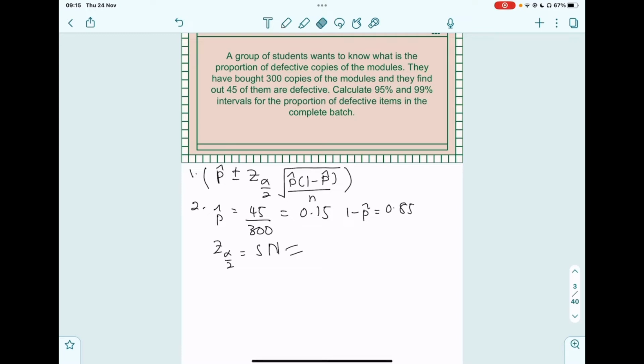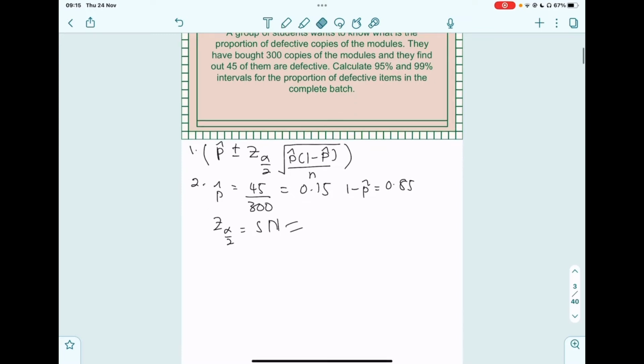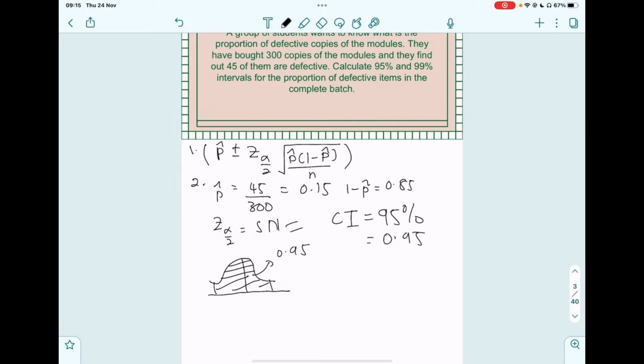First, we need to draw a z-score table. It is like this, just the simple one. We got two sides. In our question, our confidence interval is 95%, right? So 95% is equal to 0.95. So 0.95 will represent this area. This one is 0.95.